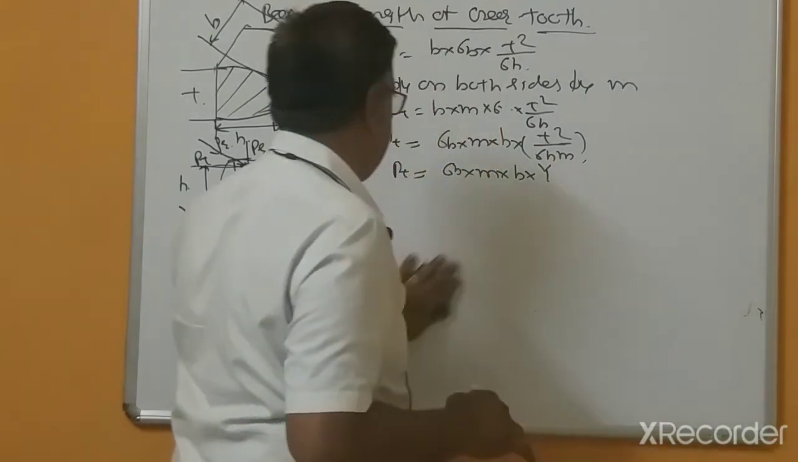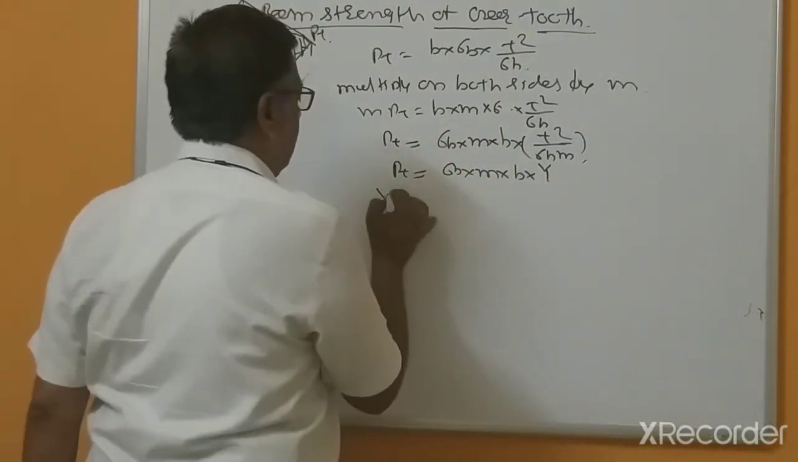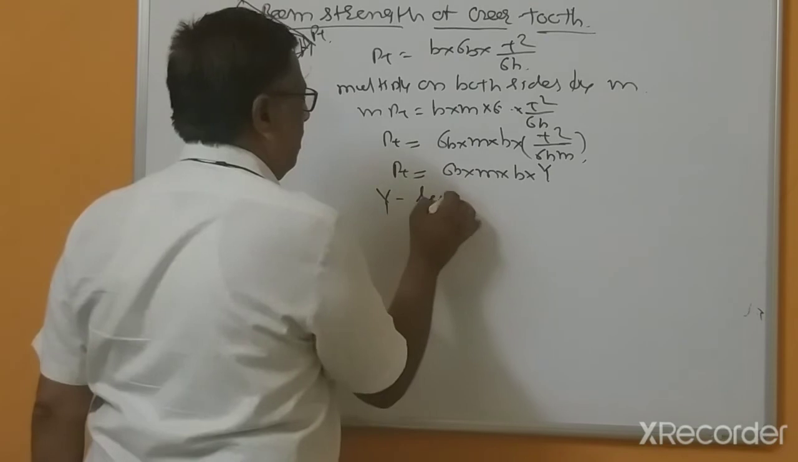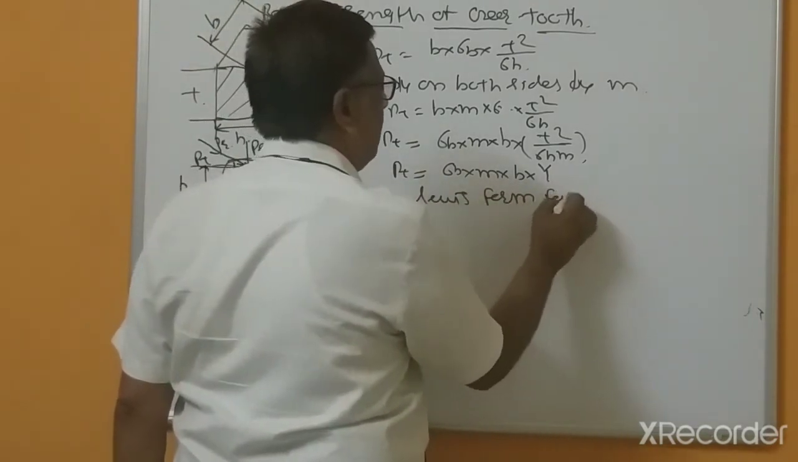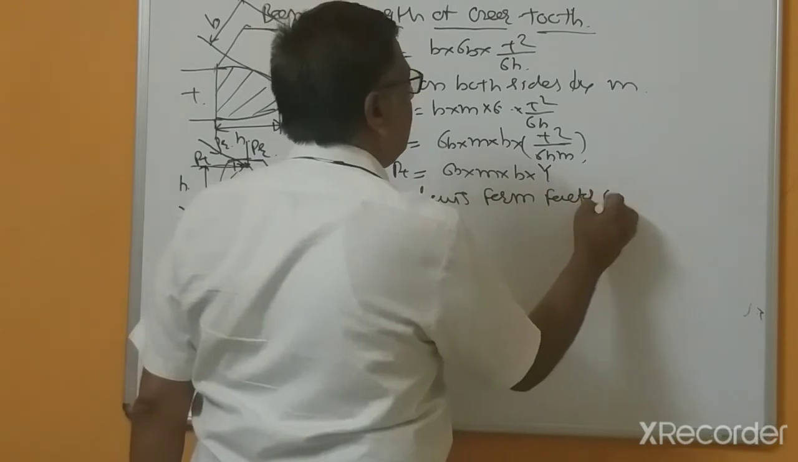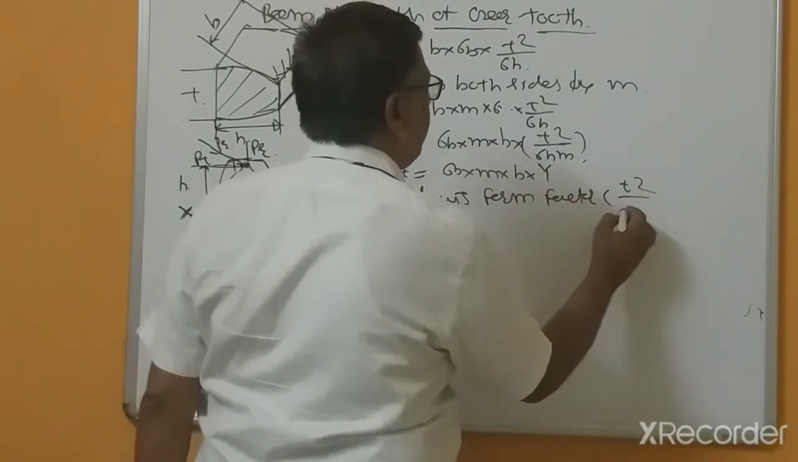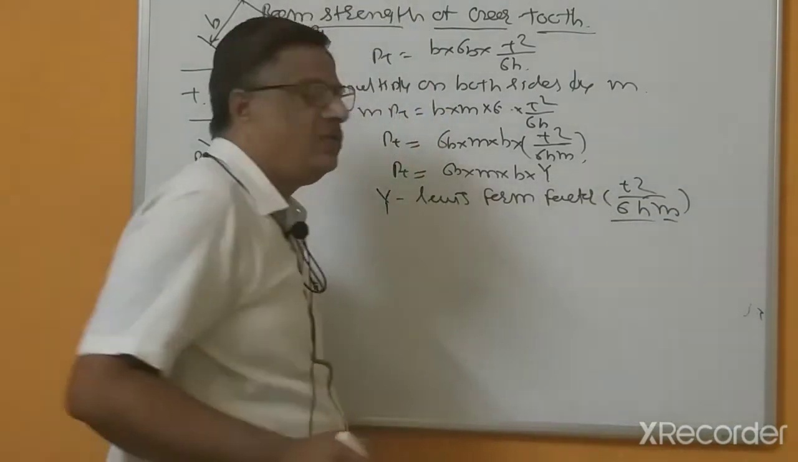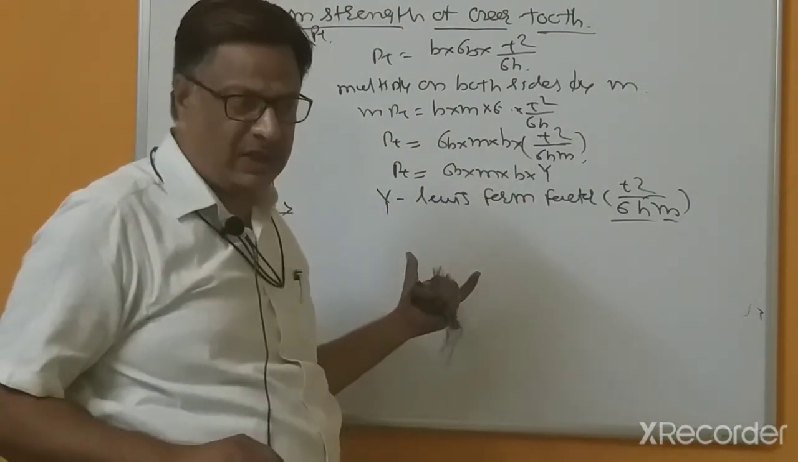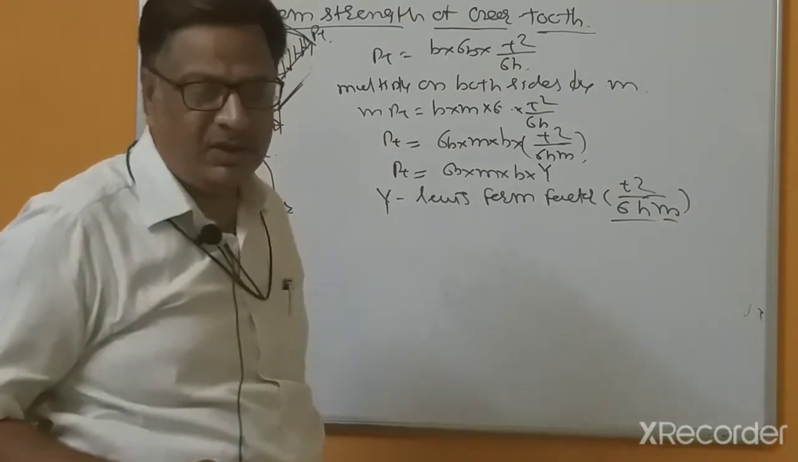So Y is the Lewis form factor, that is equal to π times y. How we can calculate this Lewis form factor, that we will see in the next class.